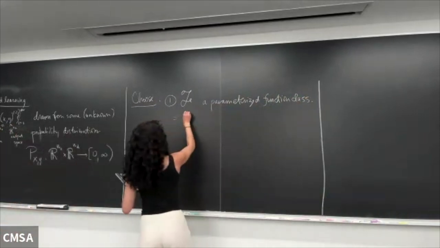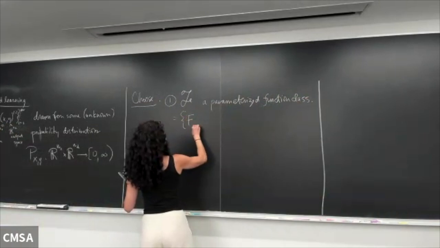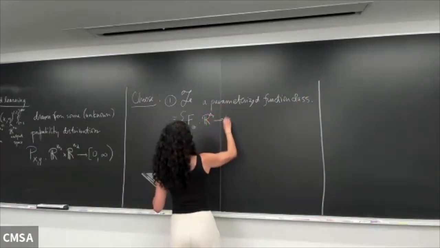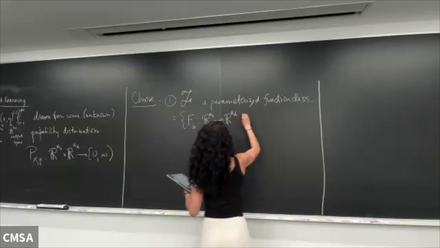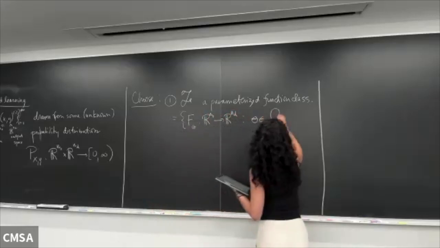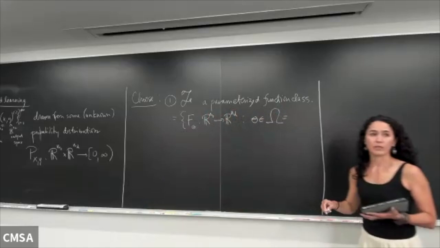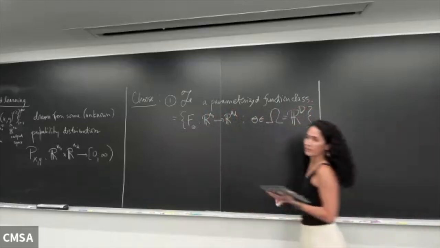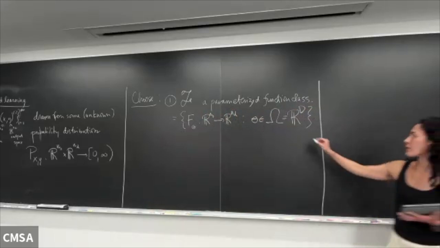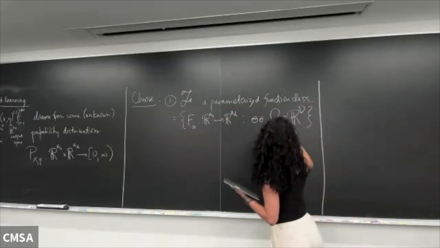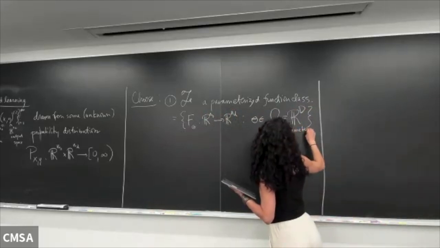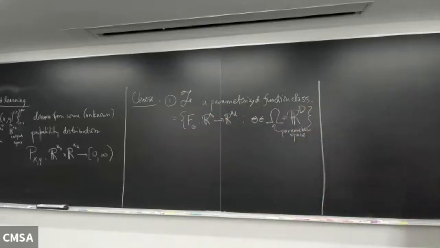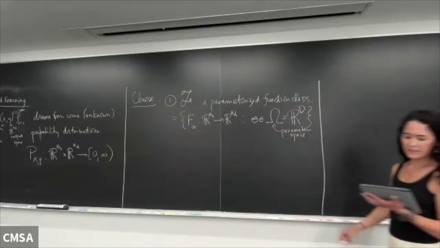So you can think of this as being a set of functions f_theta from R^n0 to R^n, where theta is in some parameter space, some Euclidean space. This will be my notation for parameter space, capital Omega. So this is a parameterized function class.